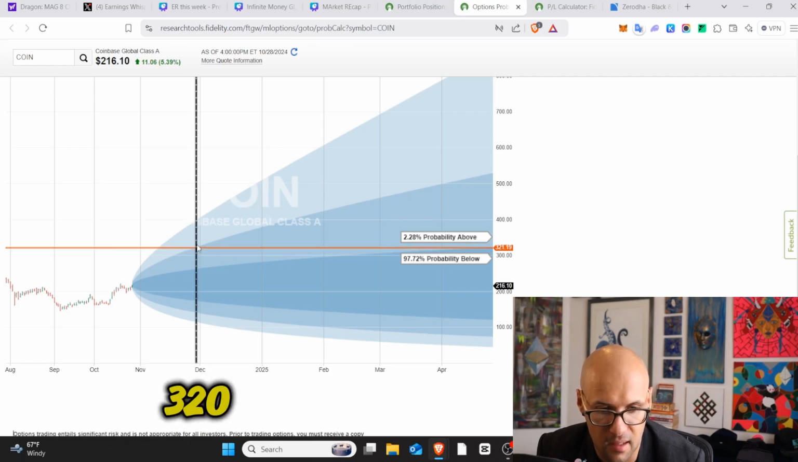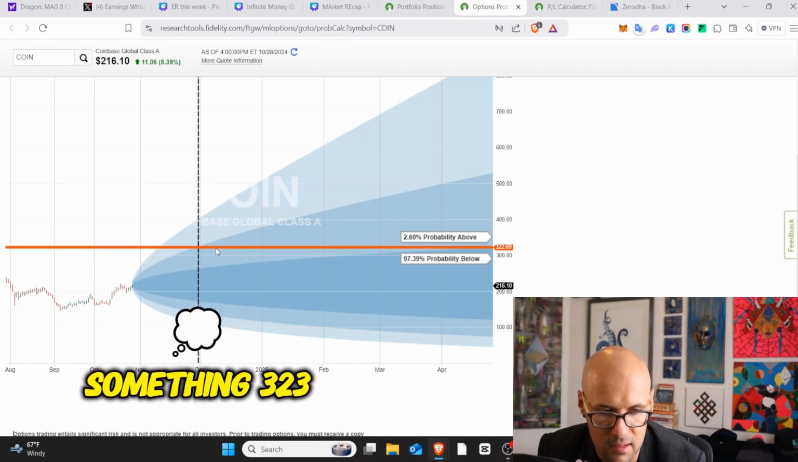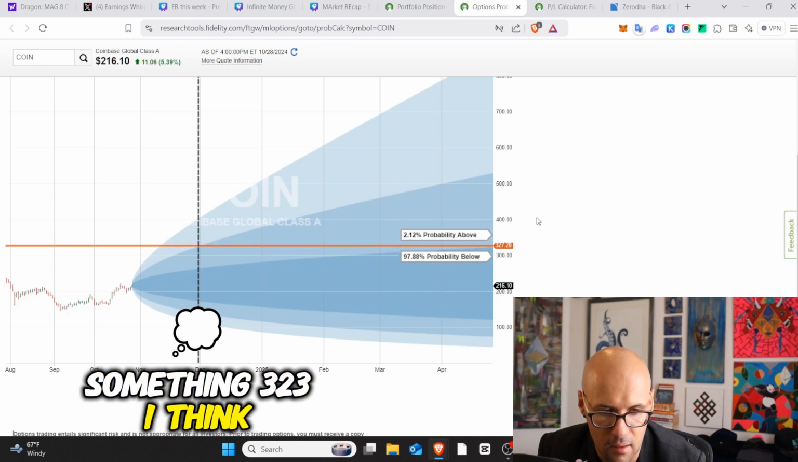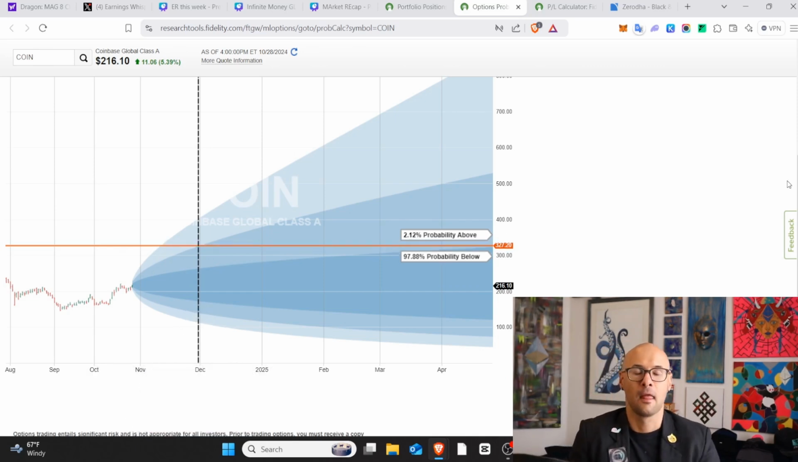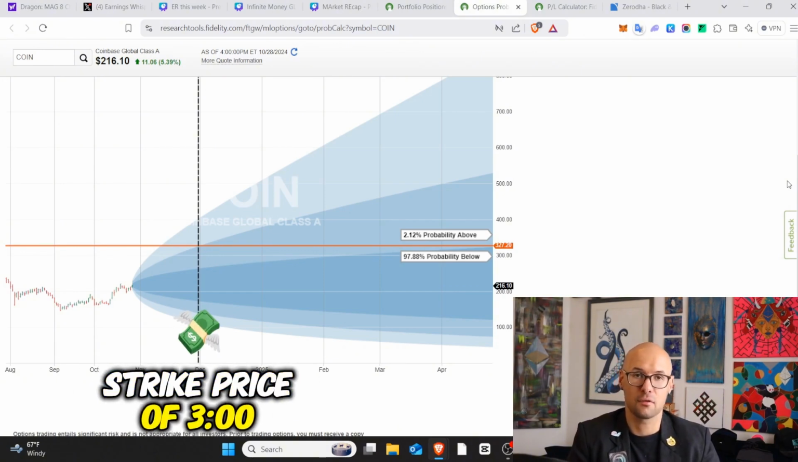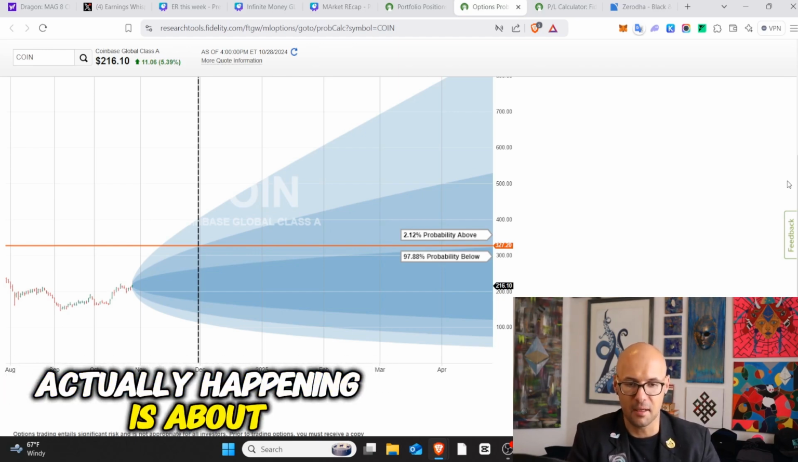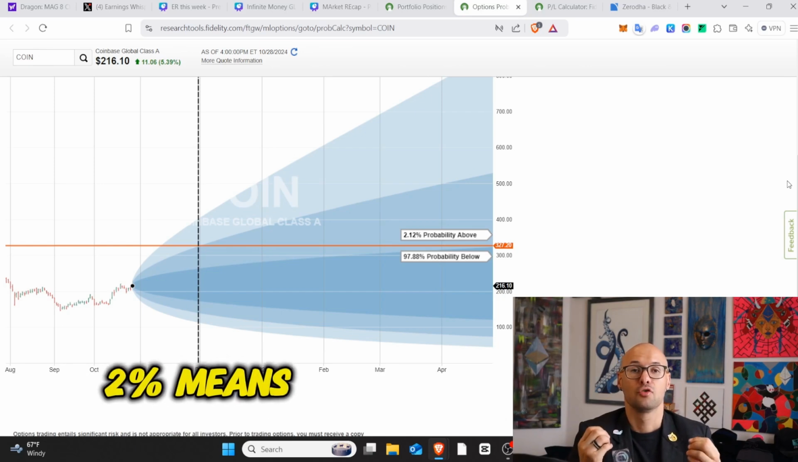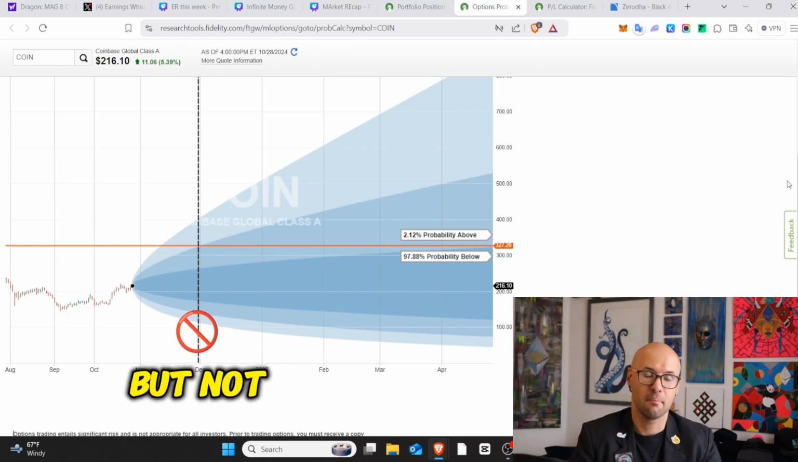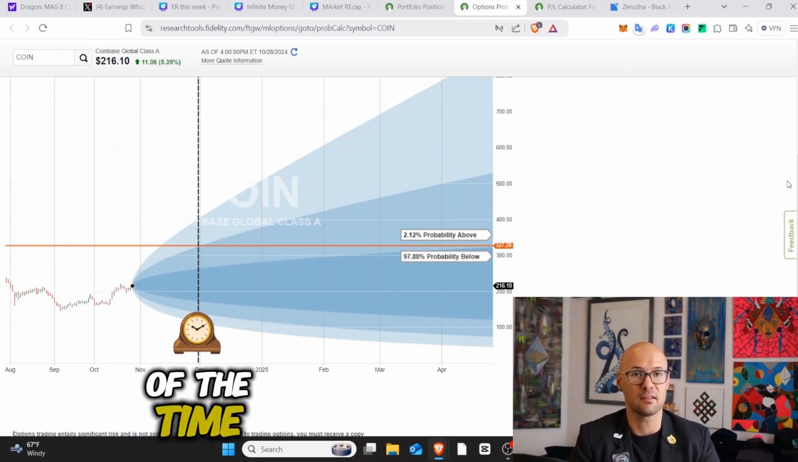$320. It has to be 320-something, 323, I think. Okay, so 2% chance. If you sell this call option at a strike price of 320, the probability of it actually happening is about 2%. 2% means it's unlikely but not impossible. So should this happen, it will happen 2% of the time.